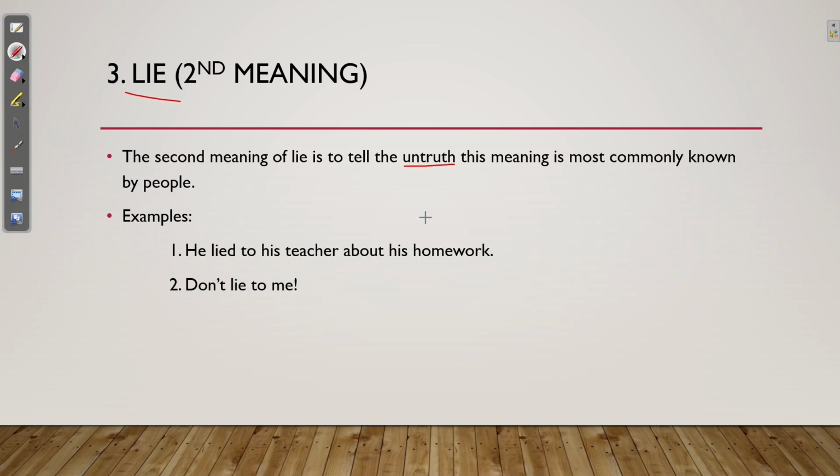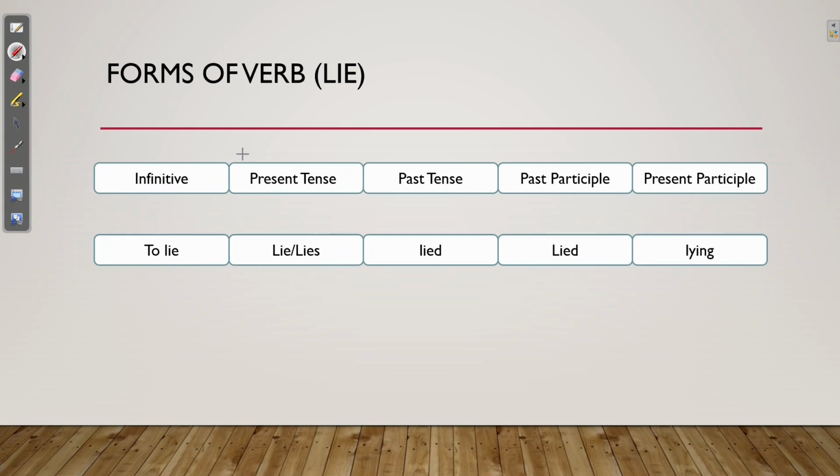So now here also there are different forms of this lie, and they are different from the previous lie. The 3 forms I told you about were similar, they are the same. There are 2 different forms in this lie, right? So we will discuss them in a second. And the second example says don't tell a lie, don't lie to me, sorry. So you can see that it has the same form as the previous lie, right? So now we will move toward the different forms of lie. Now you can see the different forms of lie. Now this is the lie with the meaning of telling the untruth, alright?